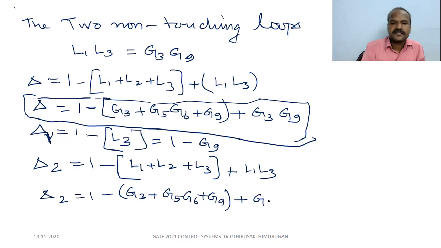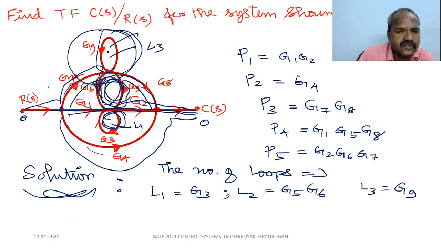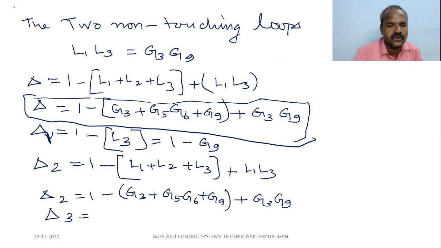What is delta 3? Which is the third forward path? G7, G8. In this path, this loop is touching, and this loop is also touching. Which loop is not touching? L1. L1 is G3, which alone is not touching. So delta 3 is 1 minus G3.